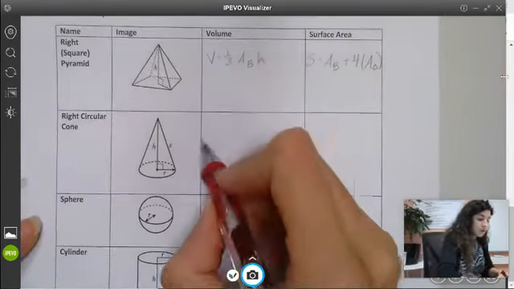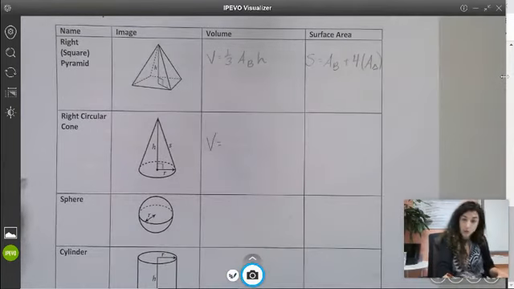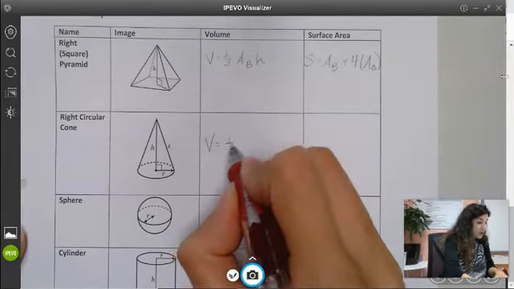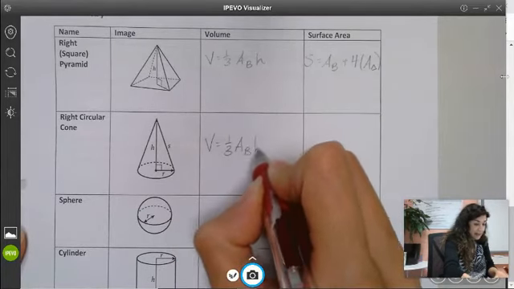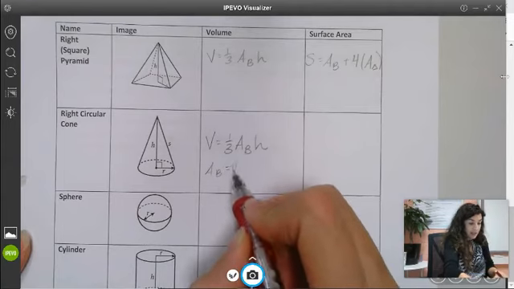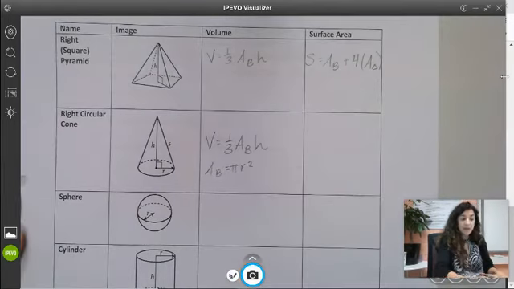Okay, cone. The volume of a cone is also in your formula book. It's also on page 6. It's also 1/3 times the area of the base times the height. Just in this case, the area of the base is a circle, so the area of the base is pi r squared.